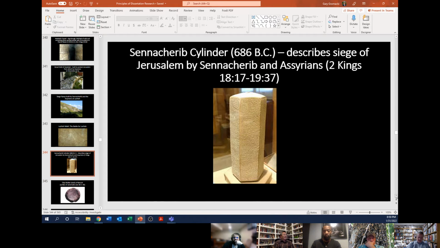The Sennacherib cylinder, also called the Taylor prism, describes the siege of Jerusalem by Sennacherib and the Assyrians. And I think the inscription says something about how Hezekiah was caged up like a bird. It mentions that in the inscription.